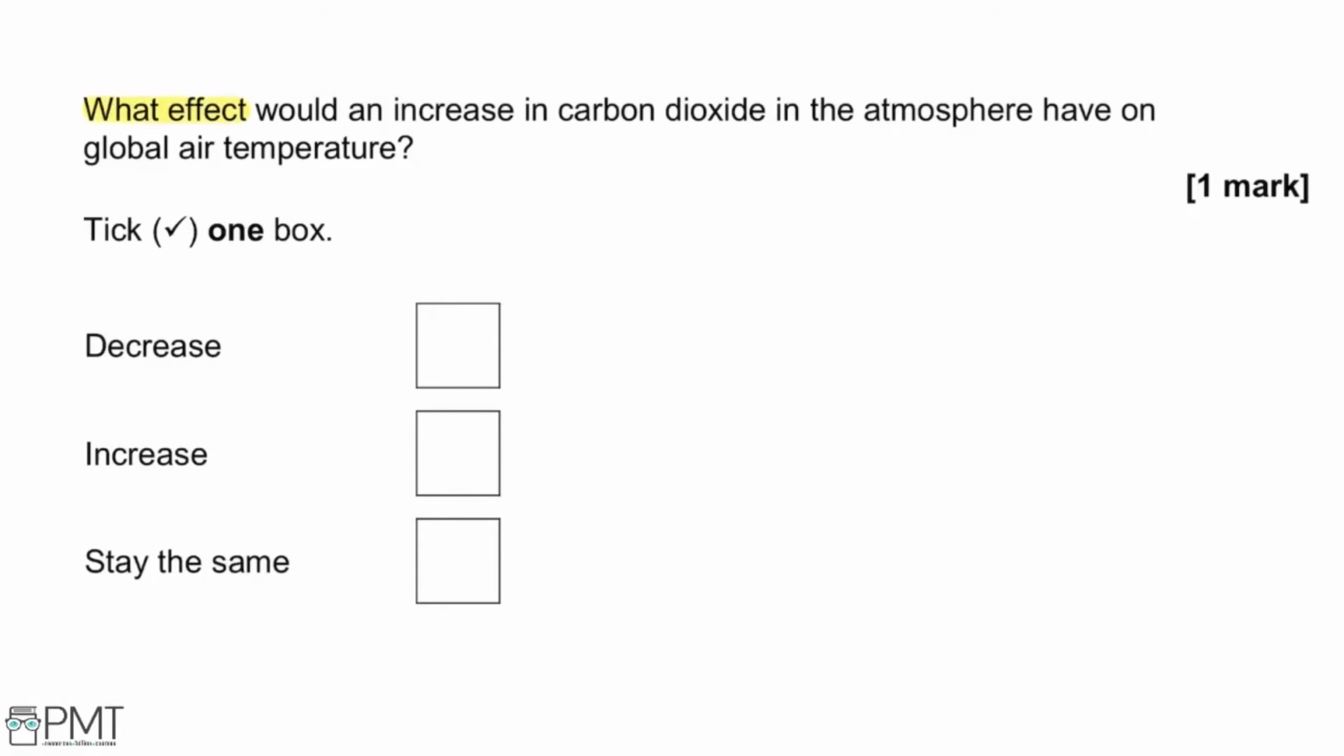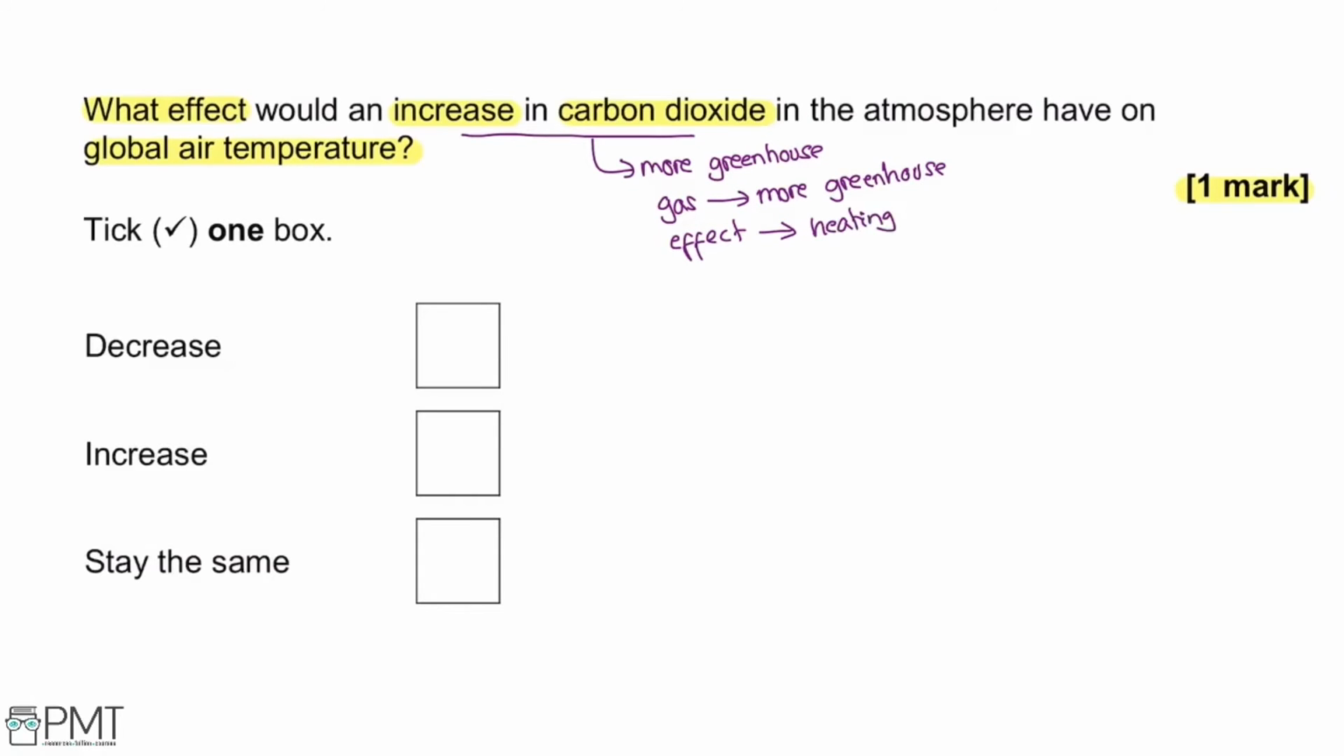What effect would an increase in carbon dioxide in the atmosphere have on global air temperature? Tick one box, and this question is worth 1 mark. So when we increase carbon dioxide, we are increasing the amount of greenhouse gas in the atmosphere, and more greenhouse gases mean we get more of the greenhouse effect, which is what contributes to global warming. Therefore, the global air temperature will increase.